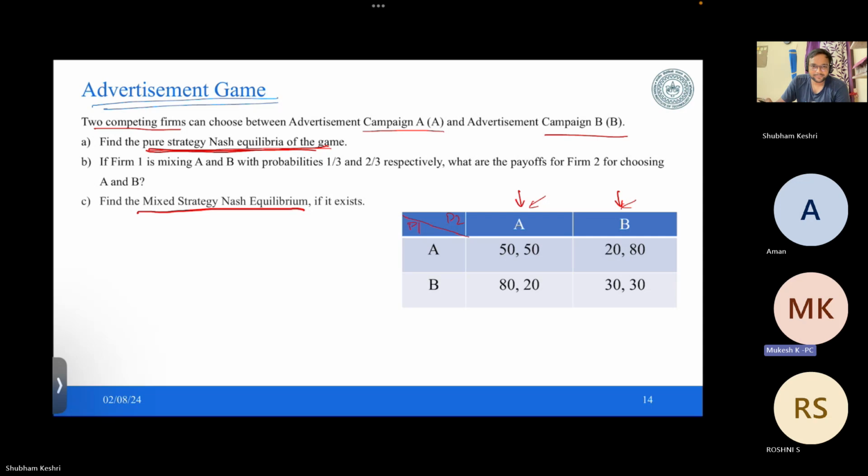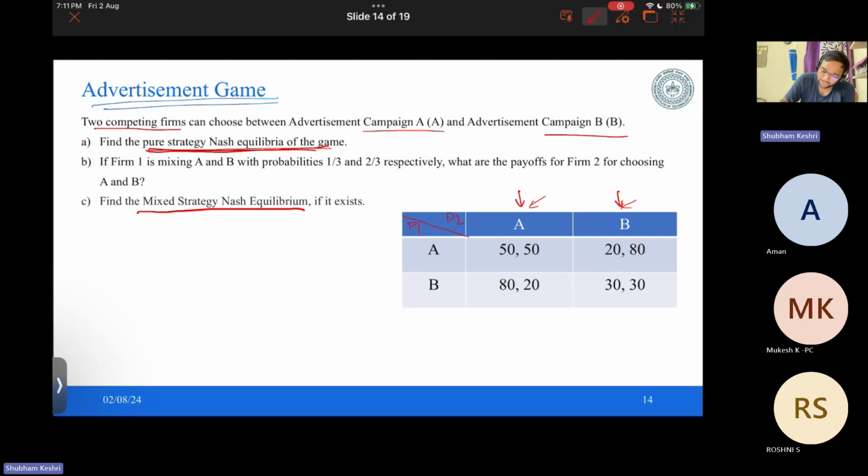Pure one seems to be BB. Okay, so we'll just go through. When player 2 is playing A, the best response of player 1 is B. When player 2 is playing B, the best response of player 1 is actually B. Again, when player 1 is playing A, the best response of player 2 is B, and when player 1 is playing B, the best response is this. So this is the pure strategy Nash equilibrium.